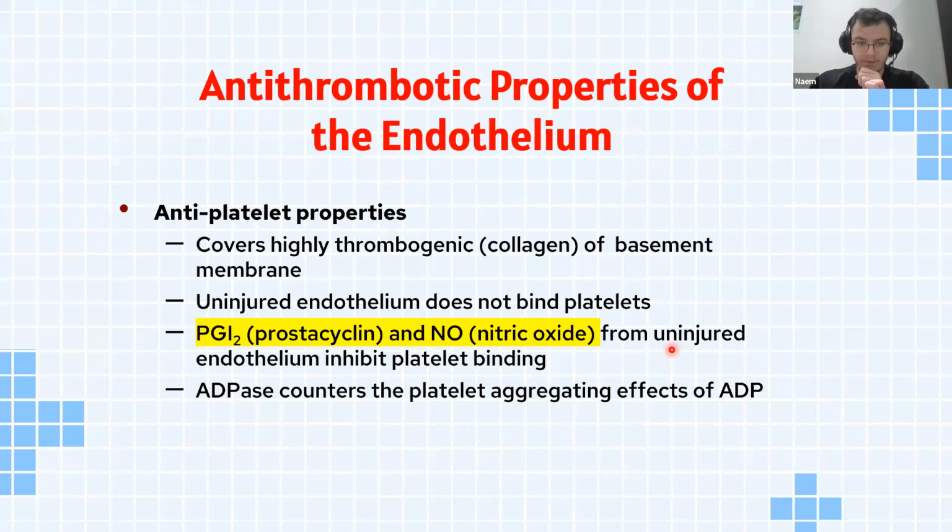The fourth one, ADPase. It has something that we call ADPase. Basically, ADPase counters the platelet aggregation effect of ADP. ADP is a molecule that leads to platelet aggregation. ADPase is an enzyme that cuts down ADP, basically decreases the amount of ADP in the body. So if ADP increases aggregation, ADPase would decrease aggregation by decreasing ADP. Is this clear?